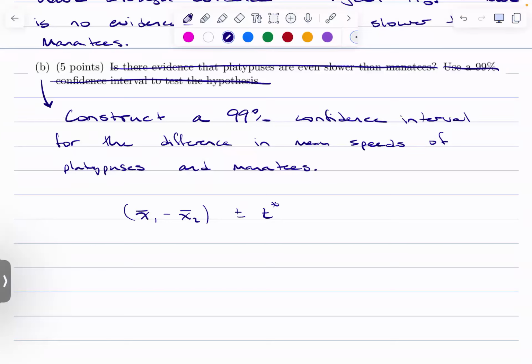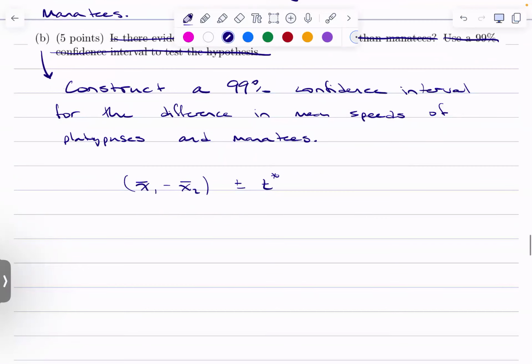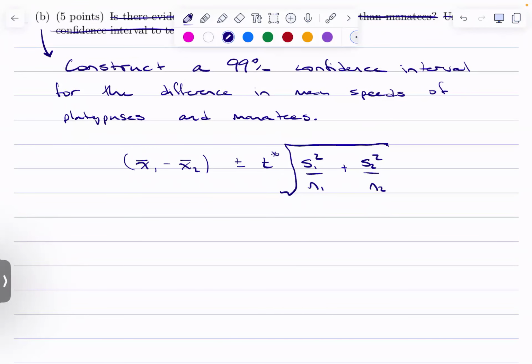Now, if I had been clever, I would have stored that square root in my calculator. I did not. Forgot. S1 squared over N1 plus S2 squared over N2. Here we go. I need my T star. T star at 100 degrees of freedom. At degrees of freedom equal to 100.